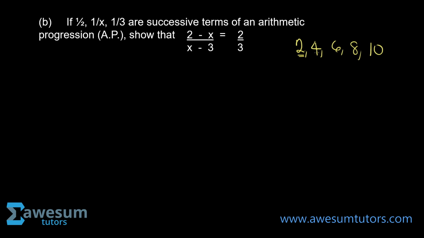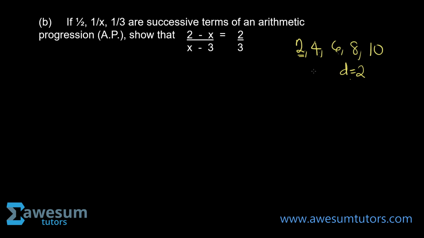How do we get that? 4 minus 2 is 2. 6 minus 4 is 2. 8 minus 6 is 2. 10 minus 8 is 2. That means the common difference right here is 2. That means if you do second term minus first term, it gives me the common difference. Third term minus second term gives me the common difference. Fourth term minus the third term gives me the common difference also.